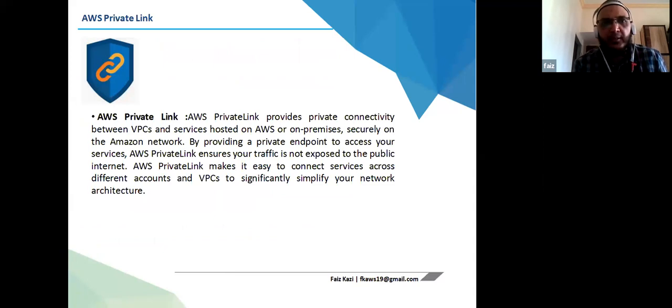We talked about PrivateLink yesterday. When we talk about endpoints, it uses PrivateLink. So PrivateLink provides private connectivity between VPCs and services hosted on AWS or on premises.